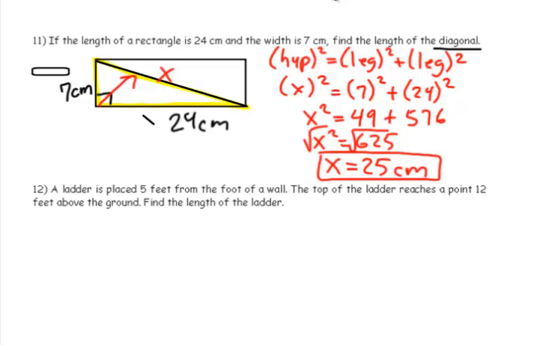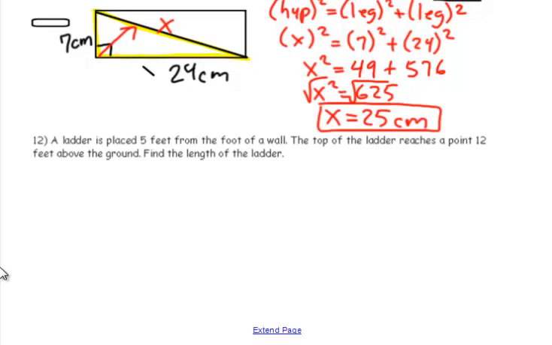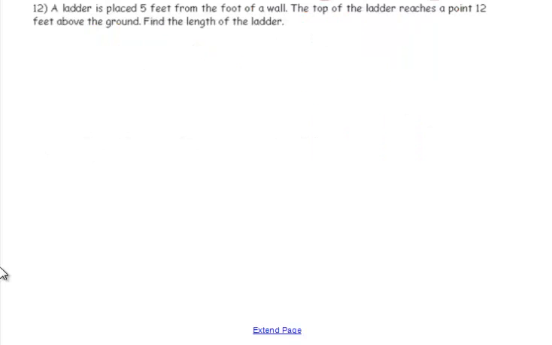All right, this will be the last one that we look at, and it is a ladder is placed 5 feet from the foot of a wall. The top of the ladder reaches a point 12 feet above the ground. Find the length of the ladder. All right, so here's our wall. It's going to be a vertical line, and you're going to have a ladder that leans against that wall, and that ladder is going to intersect the ground. So we want to be able to draw a picture that represents that.